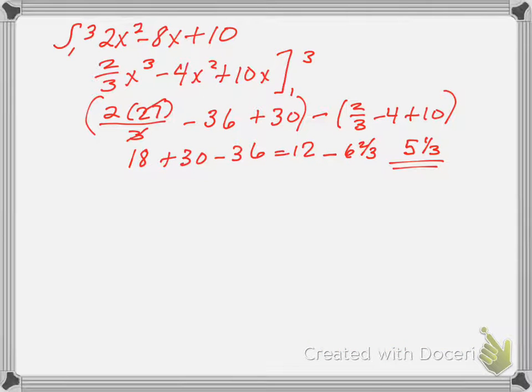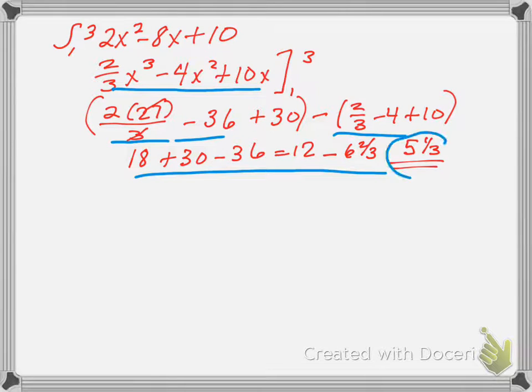Okay, so this is just a page where I took that integral and did the antiderivative. Here it is, 2/3 x cubed minus 4x squared plus 10x from 1 to 3. And here's the math. So if you do it out in your notes, make sure it matches mine. I got 5 1/3. So the area between the two curves is 5 1/3.